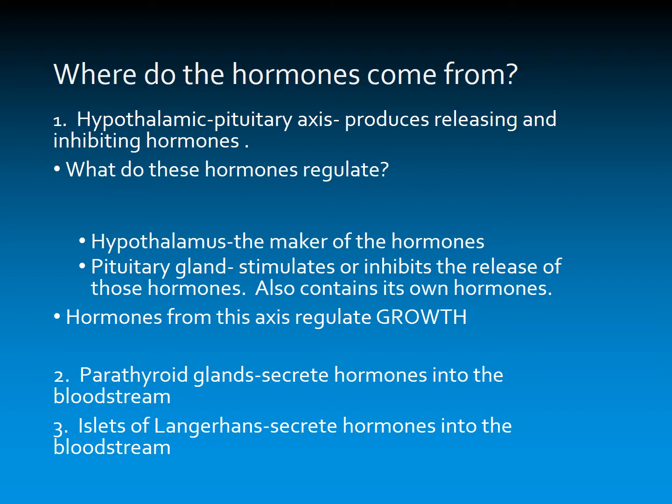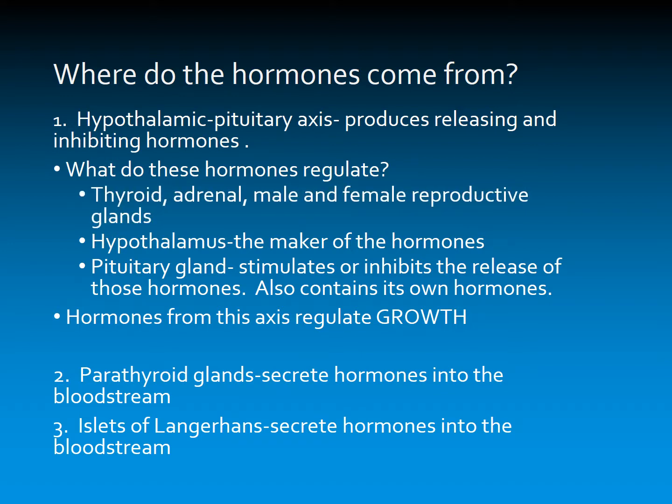Where do the hormones come from? You have your hypothalamic pituitary axis, and it produces a lot of releasing and inhibiting hormones. Some of these hormones are going to regulate the things that are listed for you on your slide, your thyroid, adrenals, and the male and female reproductive glands. Your hypothalamus also is the maker of the hormones, and your pituitary gland stimulates or inhibits the release of those hormones. It also contains its own hormones too.